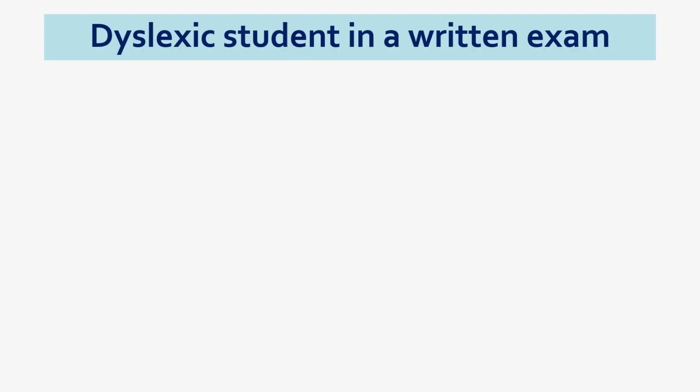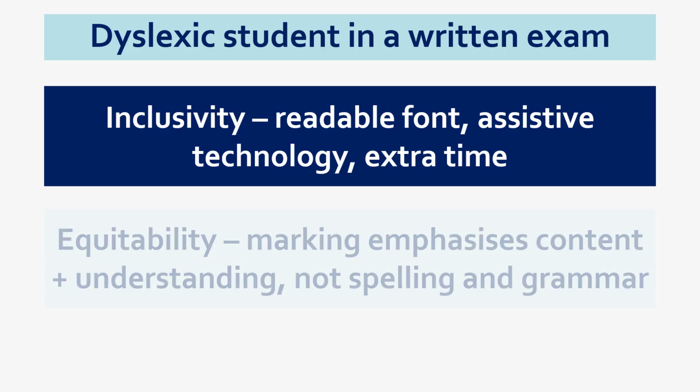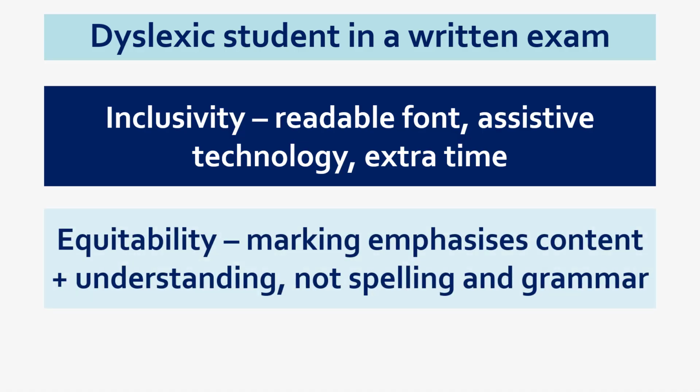Let's give you one simple example. A dyslexic student is taking a written exam. In order to make that a bit more inclusive, we might make sure that the assessment items, the exam paper, is in a readable font. We might make available assistive technology to allow the student to engage with, to understand, to read, to comprehend the assessment content. And we might give them extra time because that might take a bit of extra time to process the exam paper. Equitability, as I said, is more about the process of the assessment. Does the marking emphasize, let's say, the content and understanding rather than focusing on spelling and grammar?